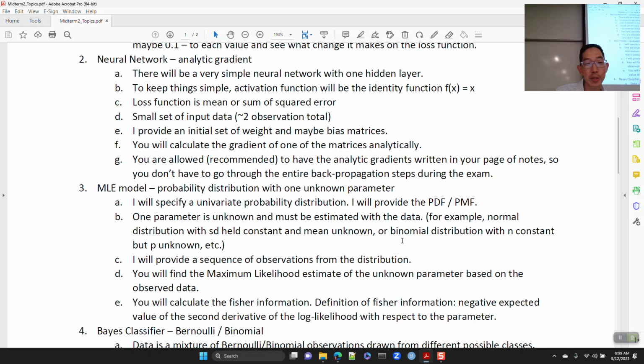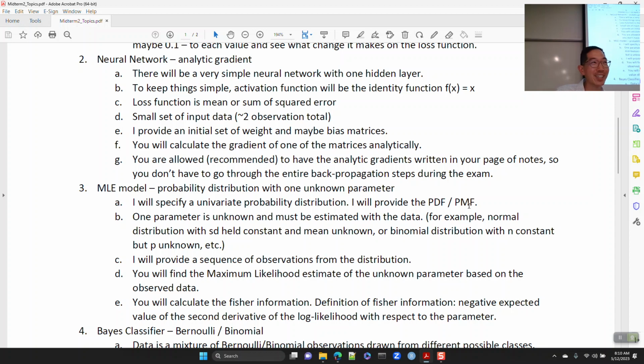So for example, it could be a normal distribution with the standard deviation held constant and the mean unknown. Or it could be a binomial distribution with n constant but p unknown, or a distribution with one unknown parameter, like an exponential distribution or a Poisson distribution. One of these basic probability distributions, and I'll provide the PDF or the PMF, so you don't have to memorize every single probability distribution out there.